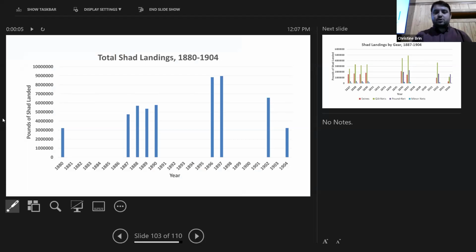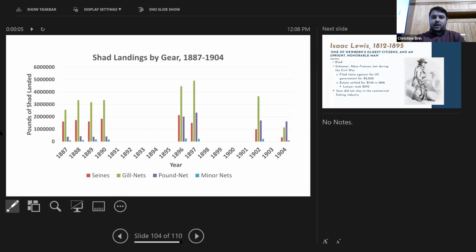And so here's a graph. There's a lot of missing data points because, let's face it, people weren't gathering data consistently during this time period. But we can see the shad landings in North Carolina being low in 1880, but rising through the 1880s and 1890s due to artificial propagation, and then kind of falling off.